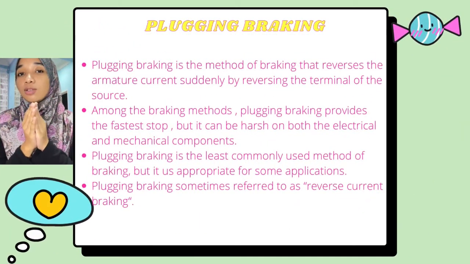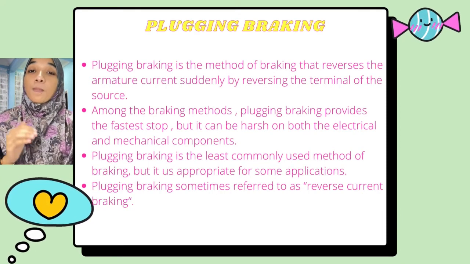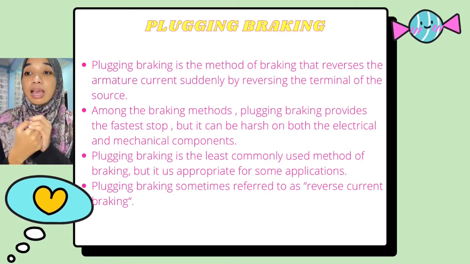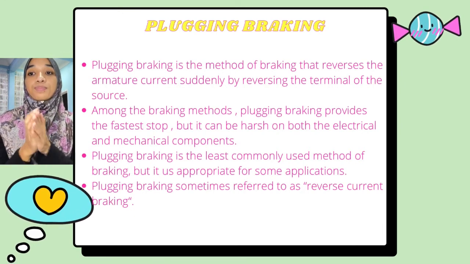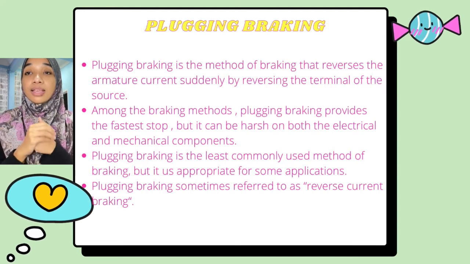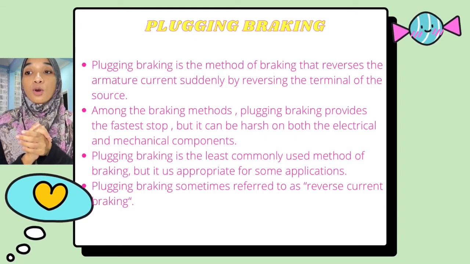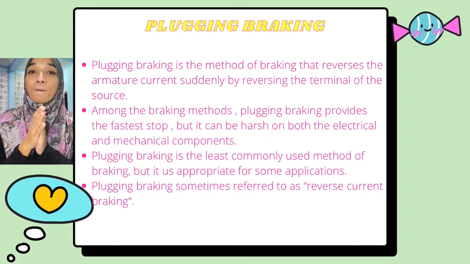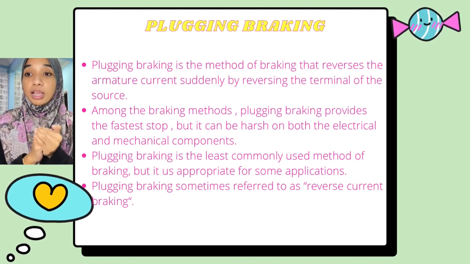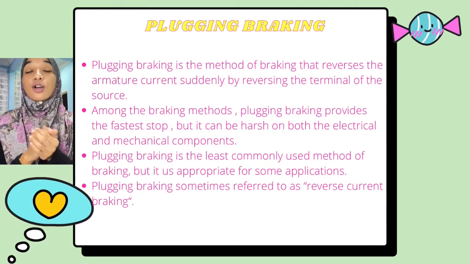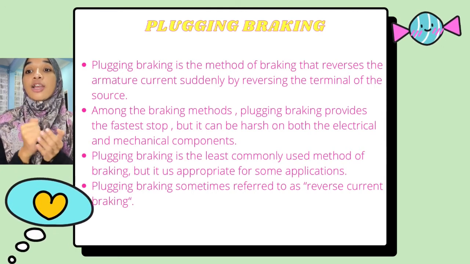So next, I will be continuing to explain another method of braking, which is plugging braking. Plugging braking is the method of braking that reverses the armature current suddenly by reversing the terminals of the source. Among the braking methods, plugging braking provides the fastest stop, but it can be harsh on both the electrical and mechanical components. Plugging braking is the least commonly used method of braking, but it is appropriate for some applications. Plugging braking is sometimes referred to as reverse current braking.